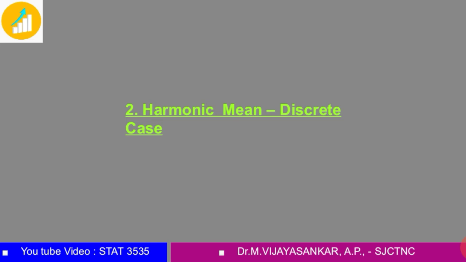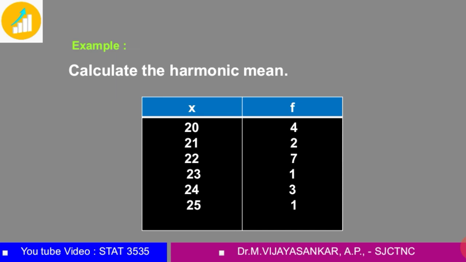Now we are going to discuss the discrete case harmonic mean. Example: calculate the harmonic mean from the given data. Here the x values and frequency are given. Both are separate values, so the given data is called discrete case data. Using this discrete case data, we are going to calculate our harmonic mean.